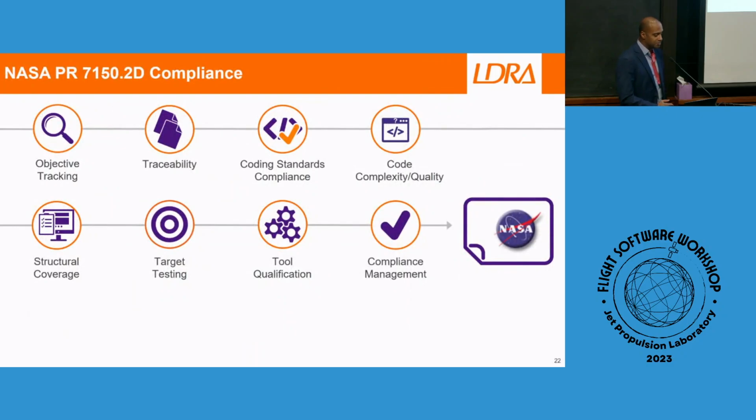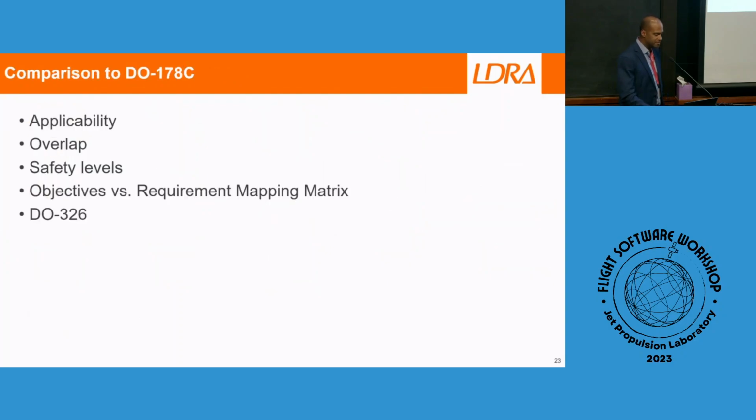So to draw these bits together, some of the key elements: traceability, coding standards compliance, complexity, structural coverage, testing on a target or simulator, and tool qualification. These are all elements called out in the standard that are things that we've been doing a lot for a long time on the aviation side and the automotive side, and it's great to see them laid out in this much detail on the spacecraft side.